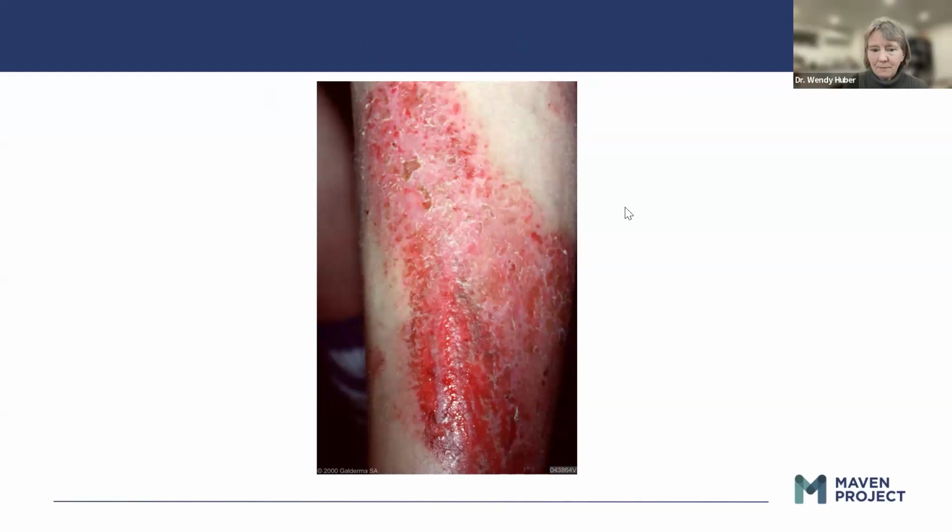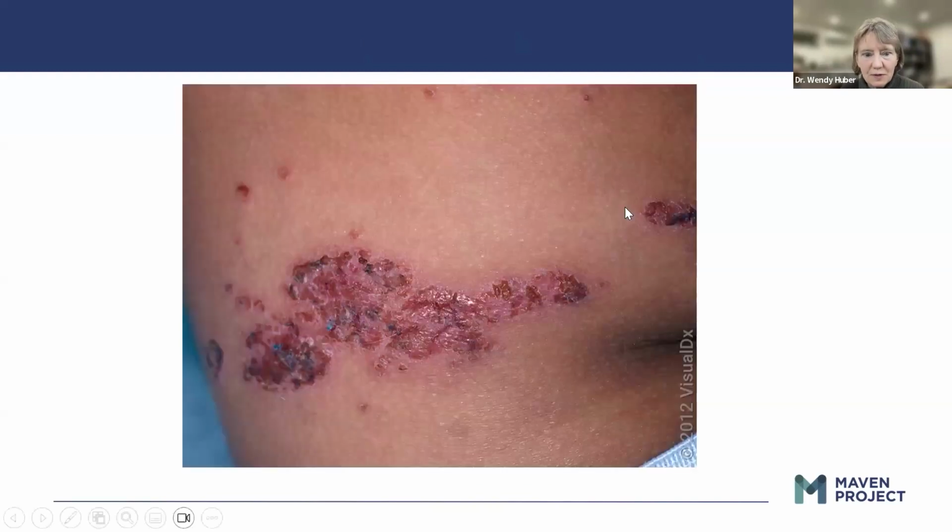Okay. So next slide. This is just another picture of impetigo. I think it's really good to see the pictures. When you start seeing wetness, then you know there's a secondary infection. And again, you can see this is kind of more well-defined areas of scabbing. Next slide.